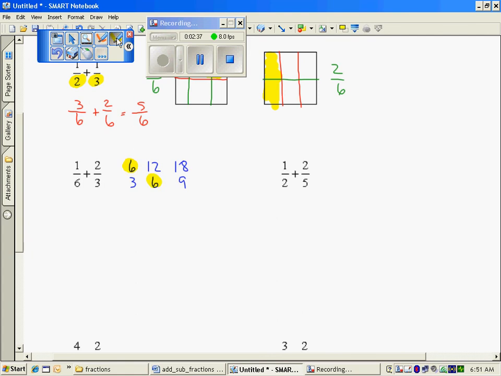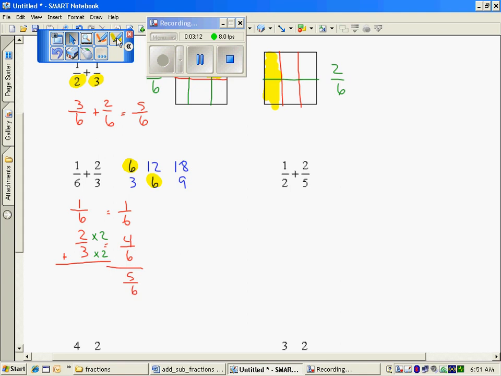So what I need to do is change these 2 fractions to have that common multiple. 1/6 has it. 2/3, I'm going to change into having a 6 in the denominator. Now how can I do that? Well, if I multiply 3 times 2, I get 6. I must do the same to the numerator, multiplying it by 2, and 2 times 2 is 4. So adding these, I would get 5/6.